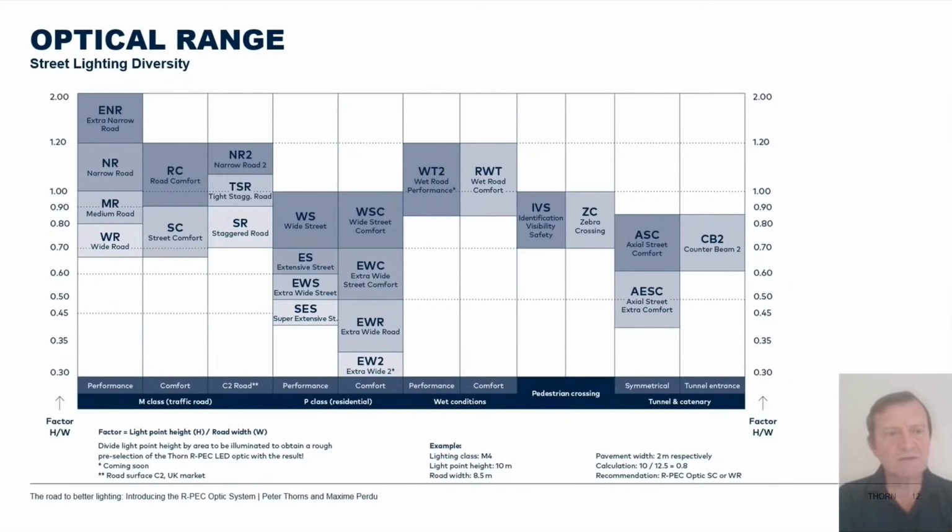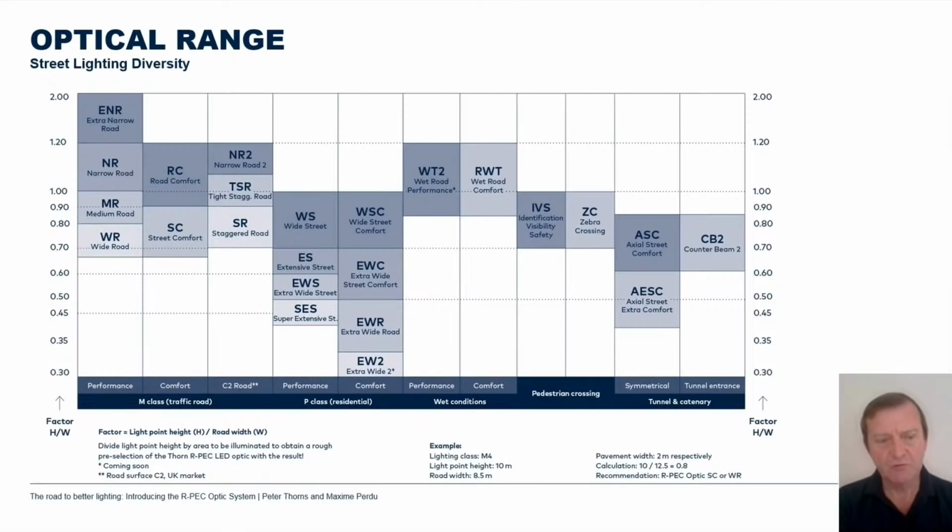So thank you, Maxime. Here you can see on this slide a table that shows the entire range of the optics that we have, organized in terms of application. Along the x-axis you can see the road classification, whether it's an M-class road or a P-class road. As Maxime mentioned, we have optics that are specific for wet conditions, places that you expect to be wet a lot, such as bridges. We can light pedestrian crossings and also tunnels. Going up the y-axis, you can see we have this factor, which is the height divided by the width.